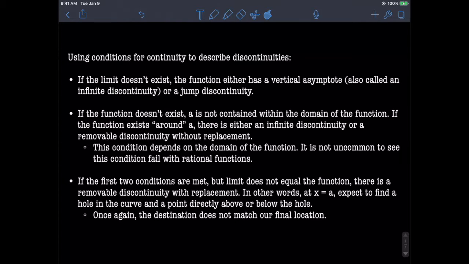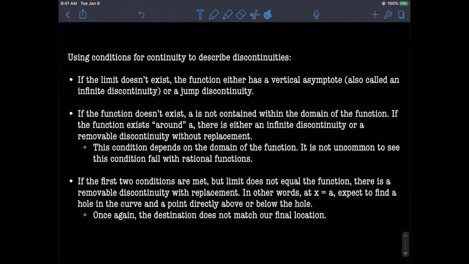Now, what happens when the limit exists and the function exists, but they don't equal each other? We get something that looks kind of unusual. We produce a hole in the graph with a point directly above or below this hole. We call it a removable discontinuity with replacement. It's like a hole in the graph that we filled in somewhere else.